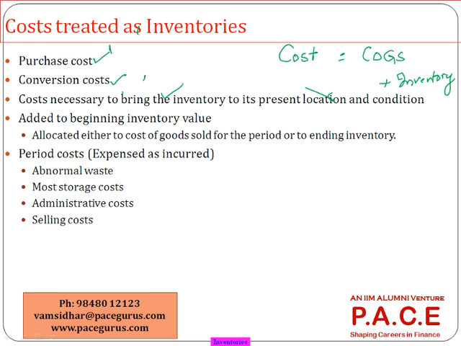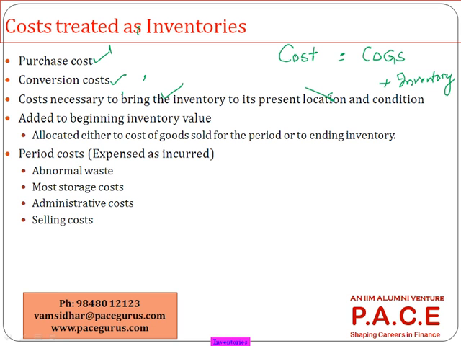Let's say repairs, maintenance, most of the storage costs, they don't get treated as a part of the cost. Only the purchase price and whatever is the processing or conversion cost from a raw material stage to a finished good stage.